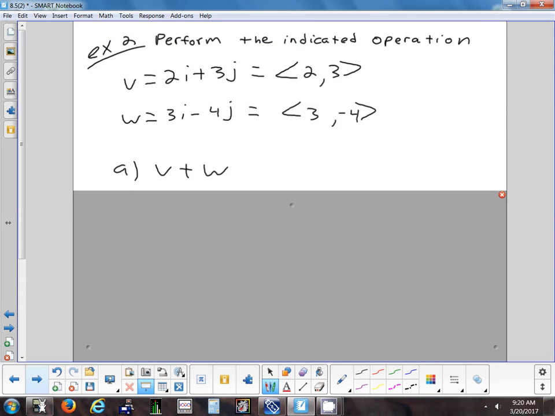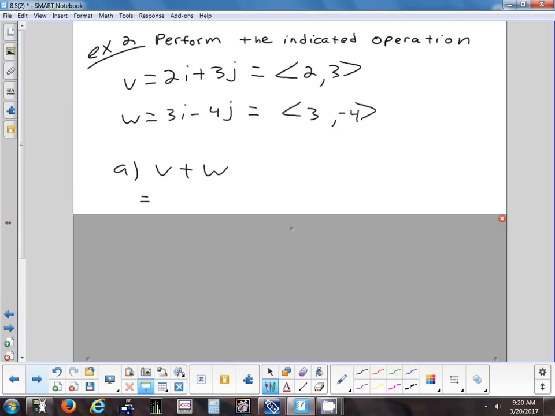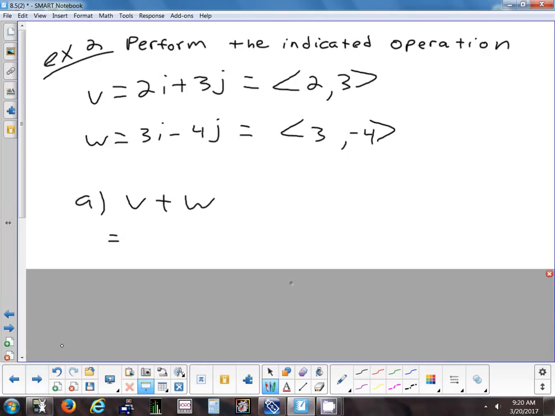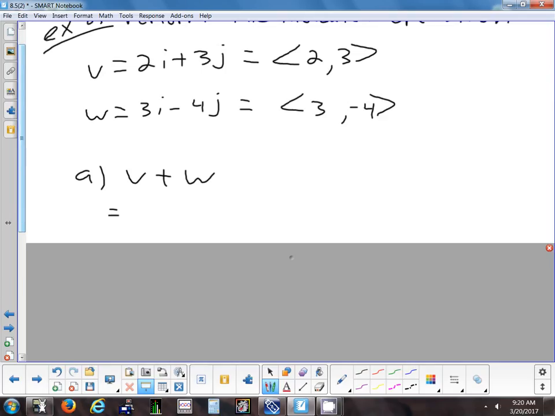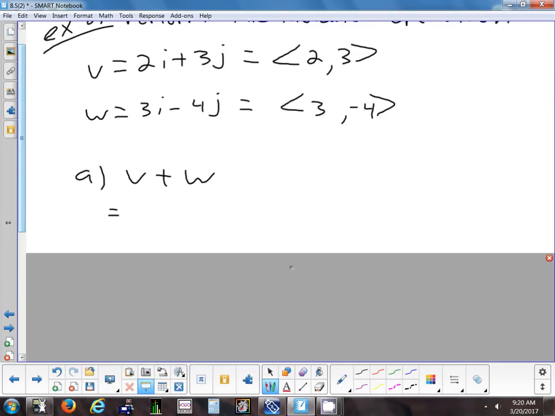All right, so now we've got some actual vectors with numbers. I want to try doing one of each of those operations, and we'll write our answer the new way, with i's and j's, and we can do it the old way with the brackets. All right, so let's start with v plus w. Remember, the idea is combine the horizontal components and then combine the vertical components.